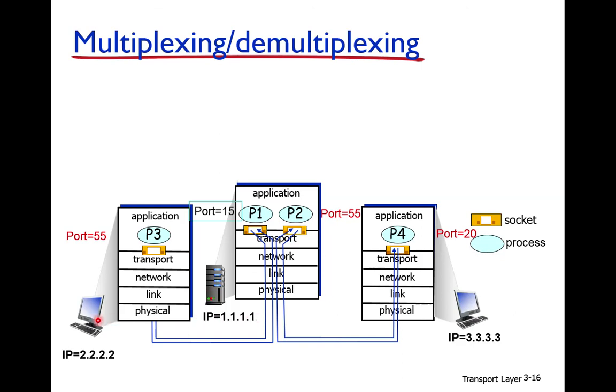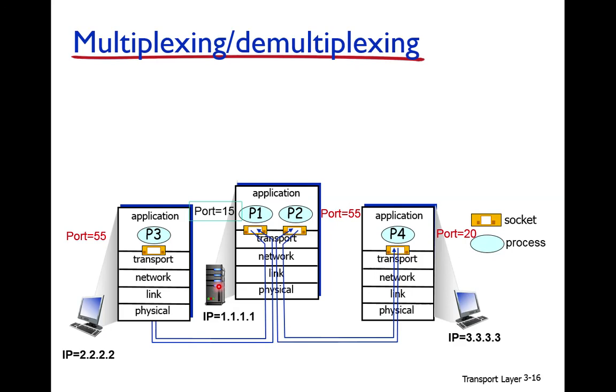Okay, this system has IP address 2.2.2.2. This system has IP address 3.3.3.3. This system runs an application whose application number is P4. This system is running two applications, P1 and P2, and this system is running one application called P3. When this system sends data that has only a destination IP address, for example 1.1.1.1, the data will be received here.